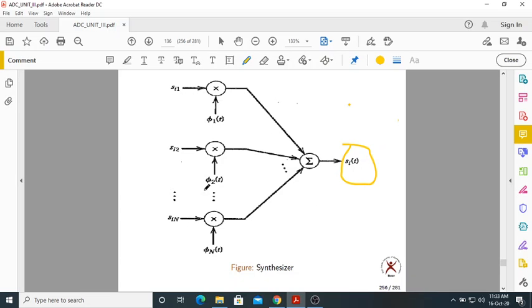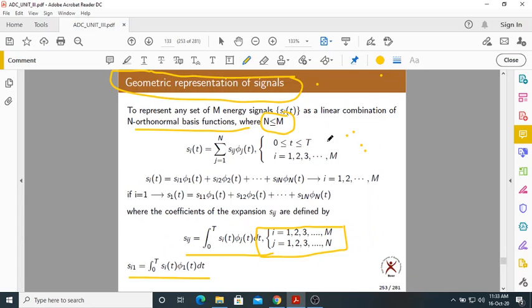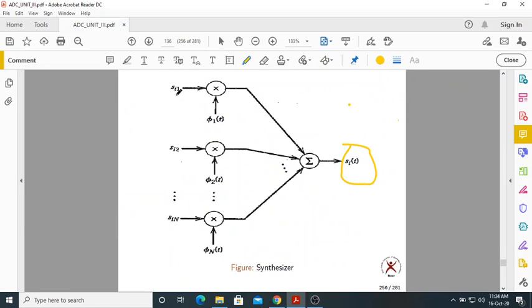Now how to get this diagram? Here I am representing this equation in the form of a diagram, nothing more than that. Otherwise, you can see simply here: how to get Si of t? Si1 phi 1 of t plus Si2 phi 2 of t, and so on, Sin phi n of t. The same thing is written here as multiplications and a sum. If you add all those things, you will get Si of t. So it is called the synthesizer.